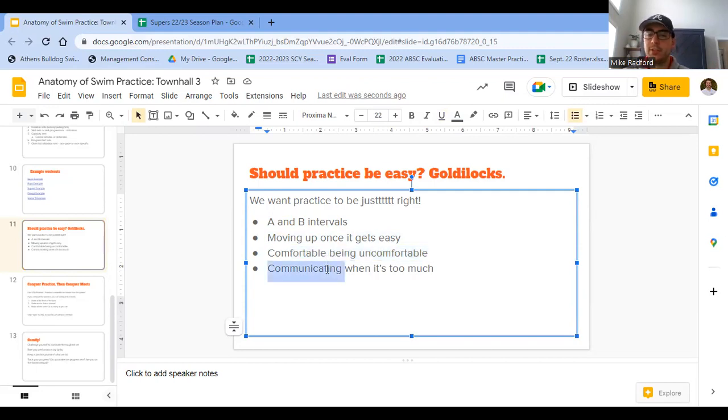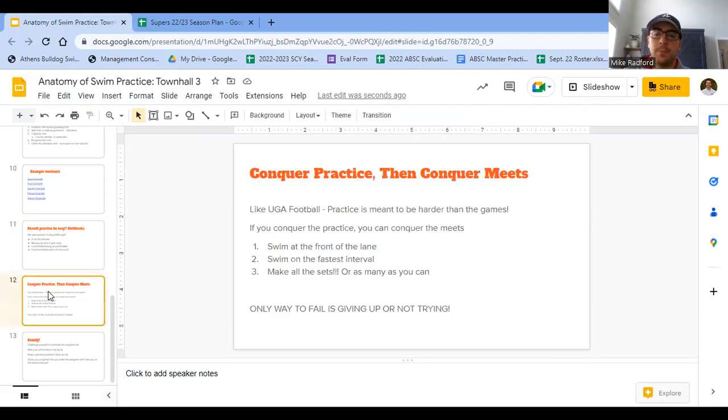And then if it is too much, if it is too hard, we encourage swimmers to communicate with us. We want to know because there are ways we can modify and try to take care of them. We don't want swimmers to get overwhelmed. We don't want swimmers to get frustrated. We don't want swimmers to quit. It's important they communicate with us, right? That's a big deal. They've got to let us know how they're feeling. We try to watch out too, but they've got to let us know.